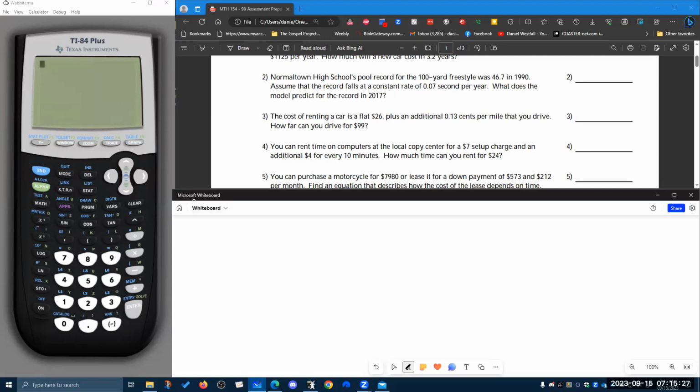The cost of renting a car is a flat $26 plus an additional 13 cents per mile. I'm going to use M for miles that you drive. How far can you drive for $99? So I'm going to set this function equal to 99.